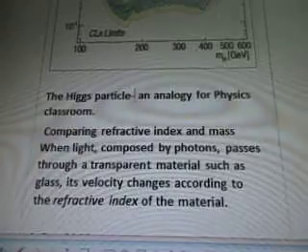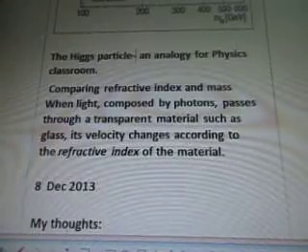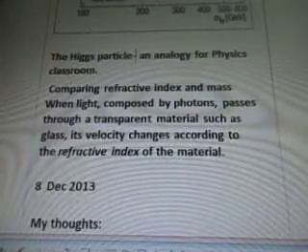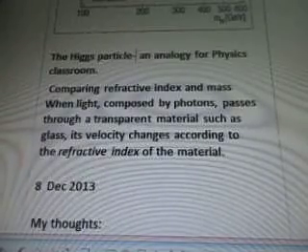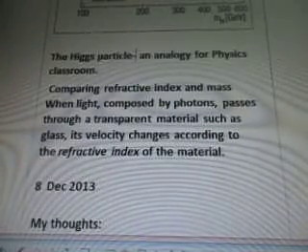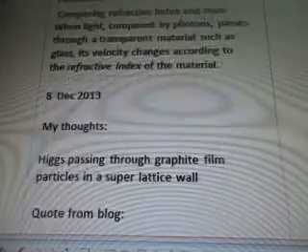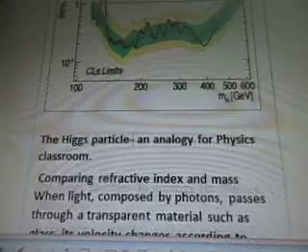Comparing refractive index and mass: when light composed by photons passes through a transparent material such as glass, its velocity changes according to the refractive index of the material. So it shows it there.